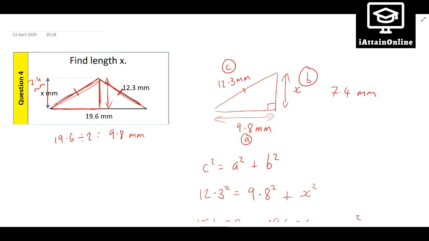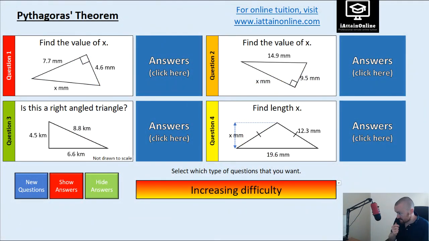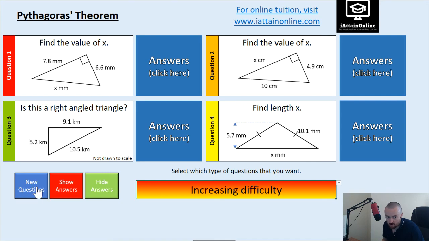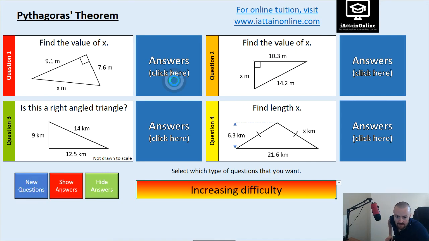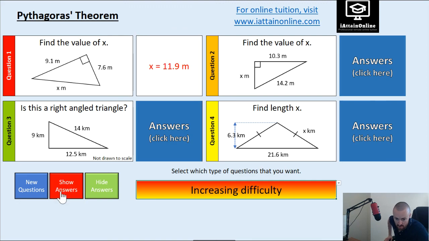Very quickly, I'm just going to show you this spreadsheet that I've made. So, increasingly difficult questions. Remember, when you open it, there'll be a yellow ribbon thing that appears at the top. You must click Enable Content, otherwise the buttons won't work. So, lots of questions of increasing difficulty. And you can get the answers one at a time, or you can get them all at once.